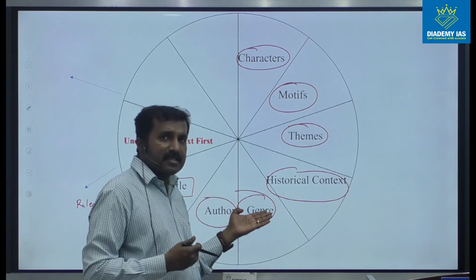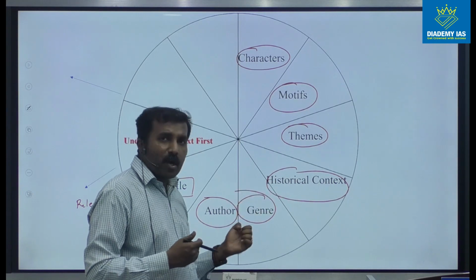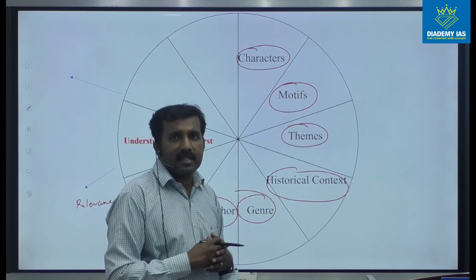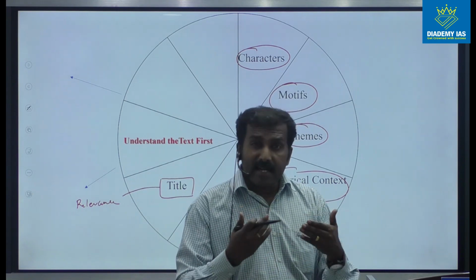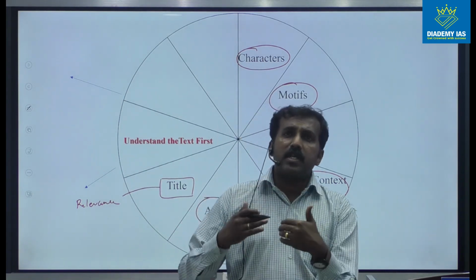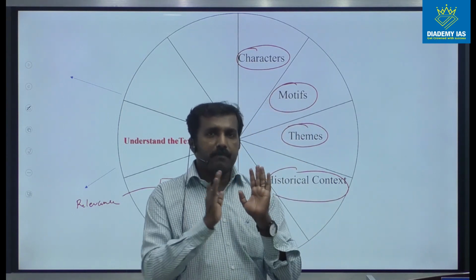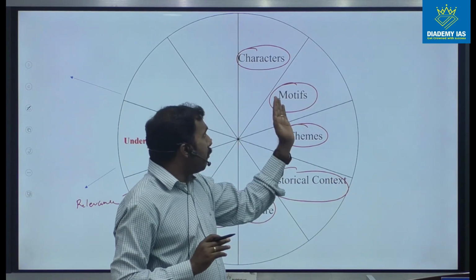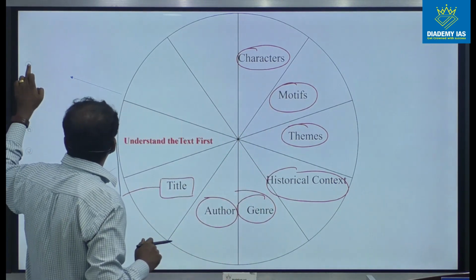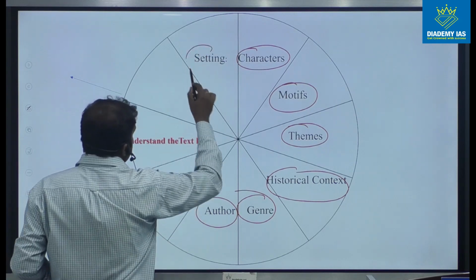Then genre of this, then historical context. There is a lot of historical context in that drama. The Tarantella dance has some historical, mythological content there. So this is what you have to approach. Then theme, motif, characters. And the next one is setting.